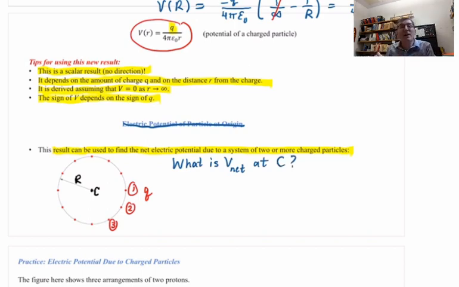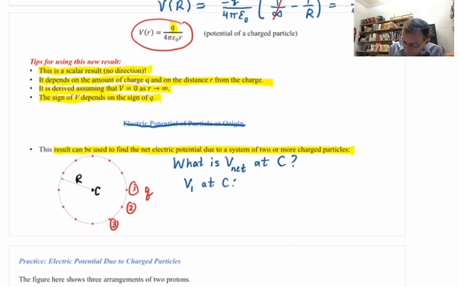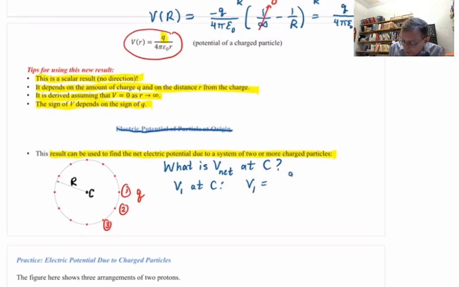We'll just use that formula up above for the potential of a charged particle and use it for each one, and then add them all up, and it's scalar addition. So for example, V1 at point C, the electric potential from charge number 1 at point C. Well, that's just Q over 4 pi epsilon 0. How far is the charge from point C? Big R. Right? That's the distance from the first charge to point C.